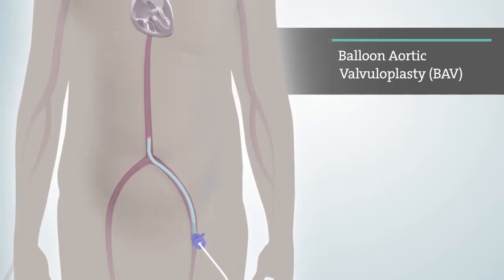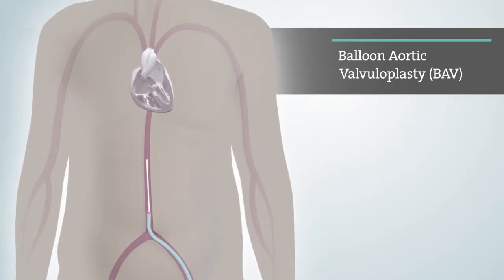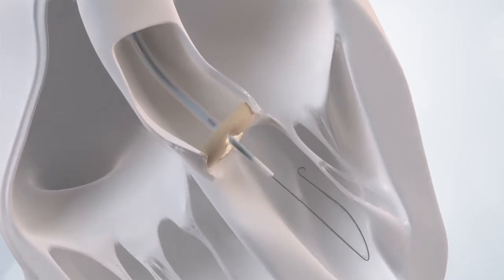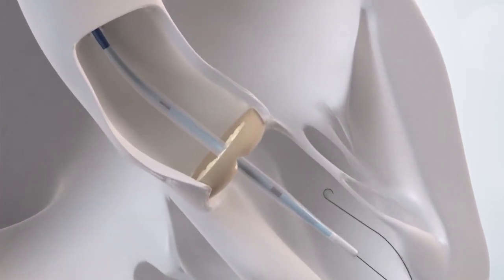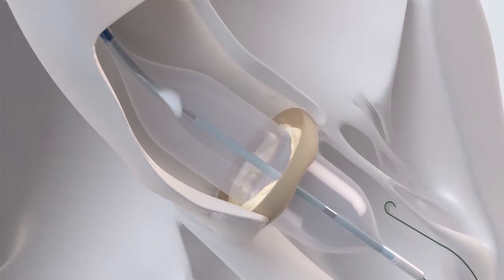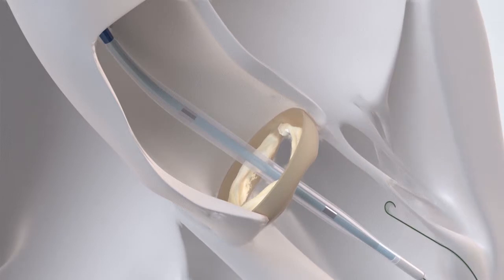Once the sheath is in place, your doctor will guide a catheter with a balloon on the end of it up to your aortic valve. Once the balloon catheter reaches your aortic valve, the balloon is inflated to open your narrowed calcified valve. The balloon catheter is then deflated and pulled back from the aortic valve.